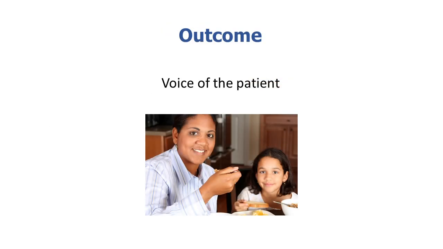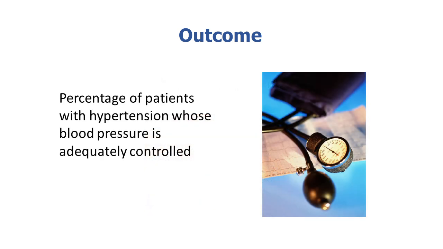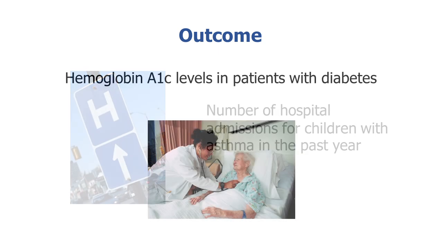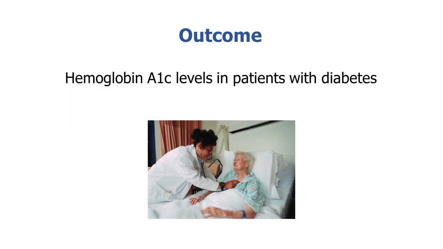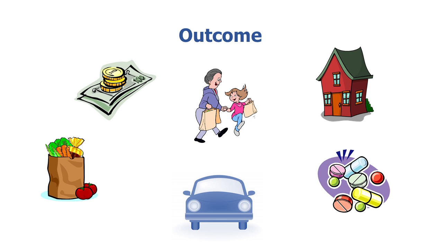Outcome measures are the voices of our patients. They let us know if what we did actually changed patients' health status or outcomes. Examples of outcome measures are the percentage of people with hypertension whose blood pressure is adequately controlled, or the number of hospital admissions for children with asthma in the past year, or hemoglobin A1C levels in patients with diabetes. Outcome measures may look like the gold standard measure for healthcare quality.